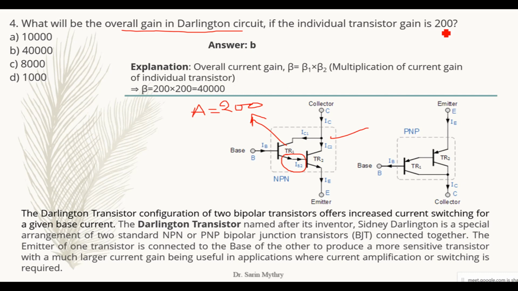The current gains have been given to us. So an individual transistor has a current gain of 200. How do we get the total current gain? The total current gain is a multiplication of the two current gains. Beta is equal to beta 1 into beta 2. So ultimately beta is equal to 200 into 200, which is equal to 40,000. So the value of beta is 40,000. Option B will be the correct answer. Option B is the correct answer.